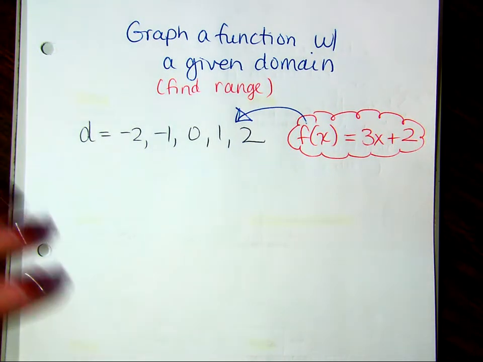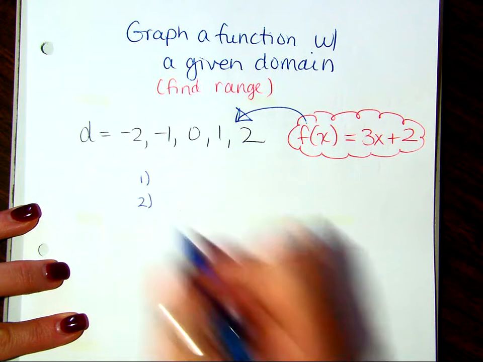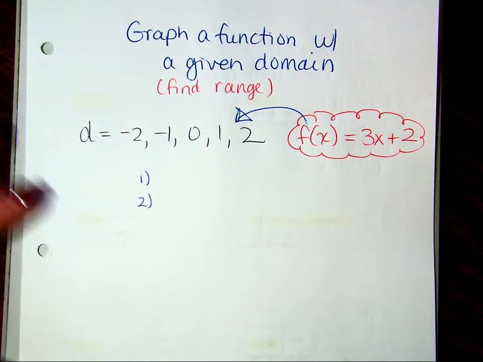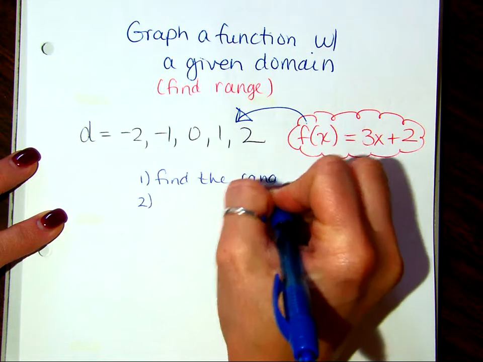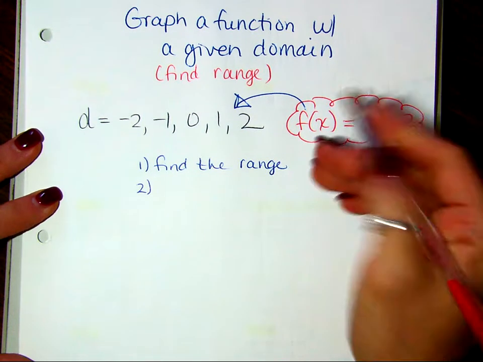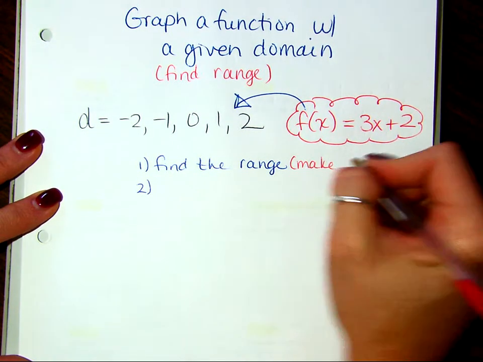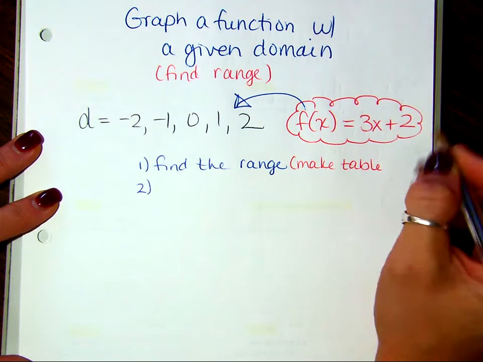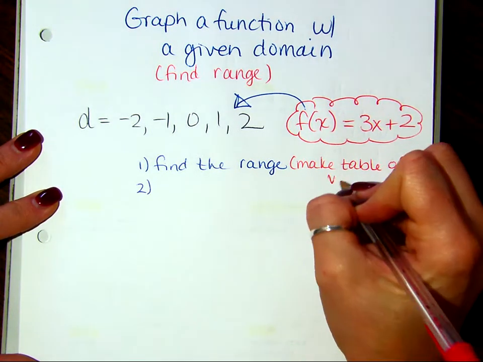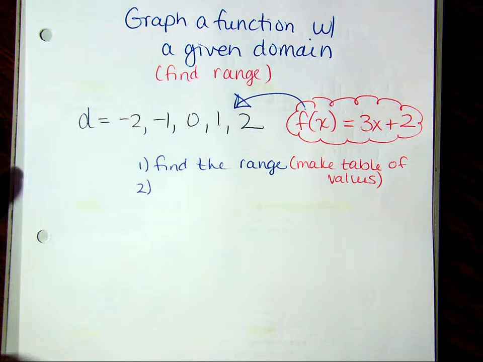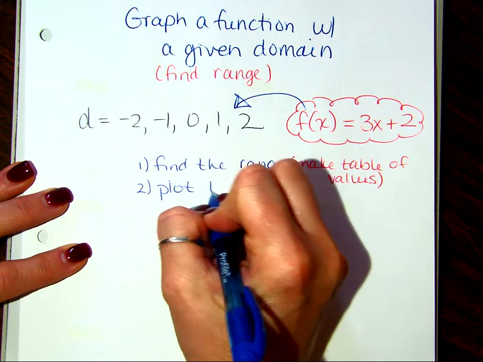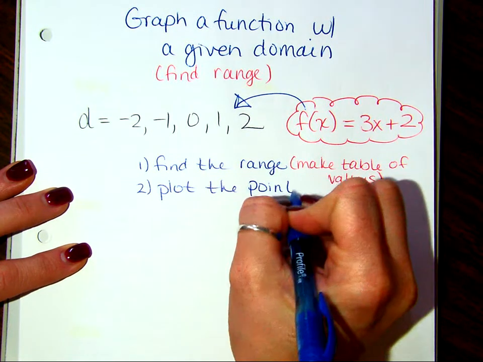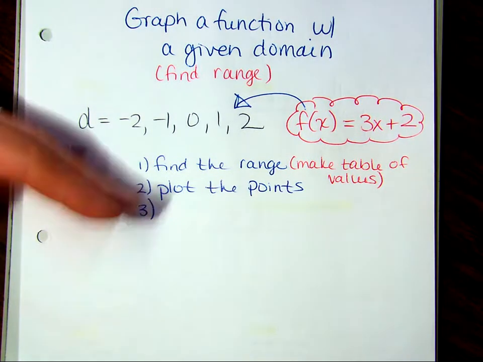Okay, so in order to do this, I have to do 2 things. First, I have to find the range. We're going to use some fancy substitution here. To find the range, what you do is we make what we call a table of values. And once I have a table of values with a bunch of x's and a bunch of y's, then I just plot the points. Actually, I'm going to make this a 3-step process. So I'm going to break this one down.